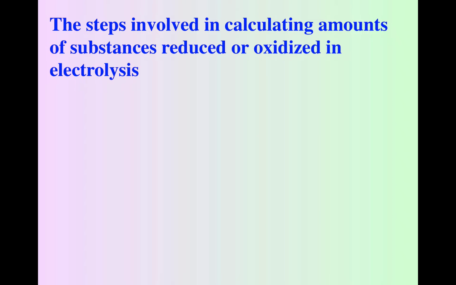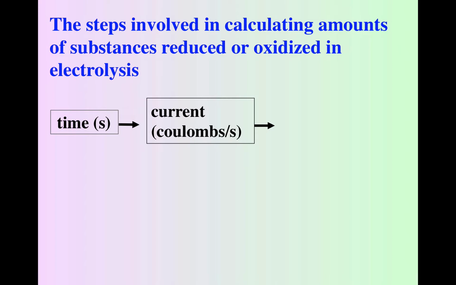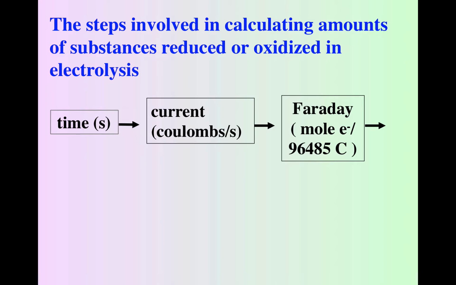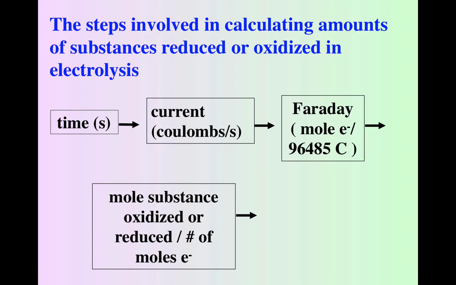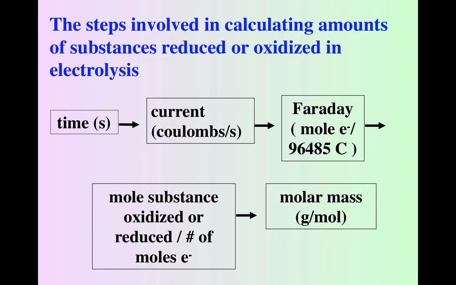All right, so these are the steps involved in calculating the amount of substance oxidized or reduced. This is one of the questions. What I'd need to know is how much time went by. They'd have to give me how much time went by. And I'd have to know what the current was. They'd have to tell me how much electricity was put in, what the amperes were. So now I can use seconds and coulombs per second to convert to coulombs. We use the definition of Faraday as a conversion factor to go from coulombs to moles of electrons. I have to know how many moles of electrons it takes to oxidize or reduce the substance I'm interested in. And then I can use the molar mass to get to grams.